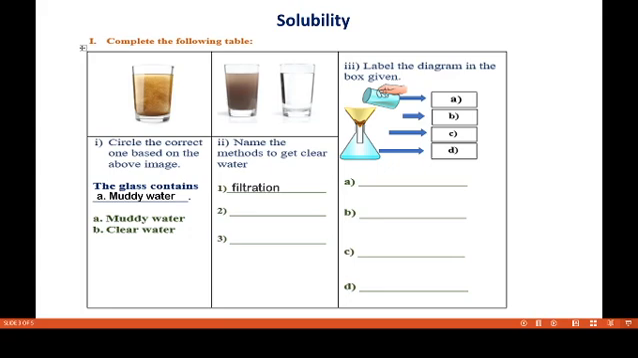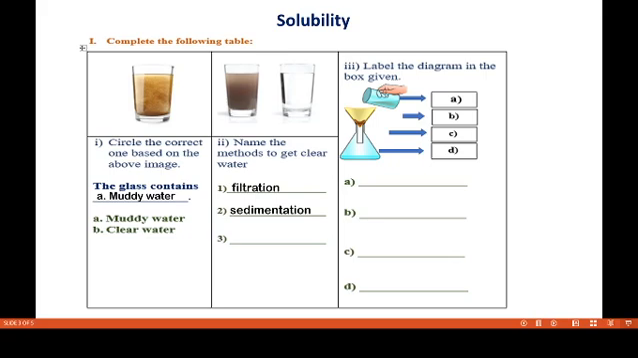First one, we do the filtration process. By the filtration process, we can remove the insoluble solids by the filter. Okay, then we can get the filtrate. With the filtrate, we do the sedimentation process. By the sedimentation process, we get two layers of water. One is clear water, another one is muddy water. The muddy water remains at the bottom of the glass and the clear water at the top of the glass.